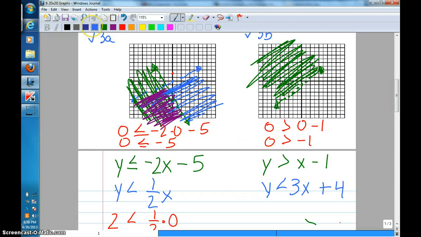Okay. The next one, my y-intercept is at a positive 4. 1, 2, 3, 4. My slope is up 3 over 1, up 3 over 1, down 3 over 1. Oops, I'm going to go a little bit further. Okay, and again, this one is also a dotted line. Connect the arrows.